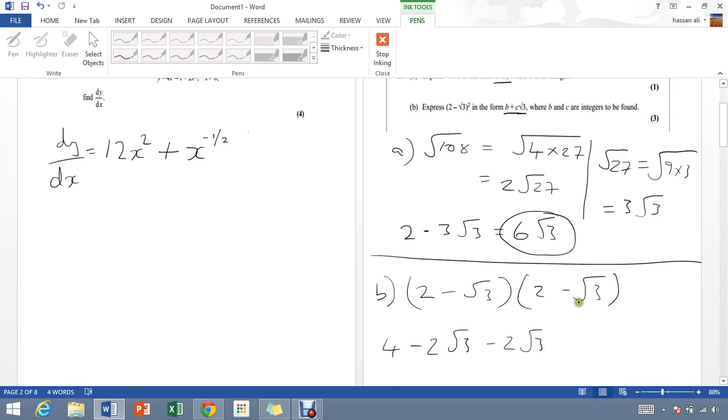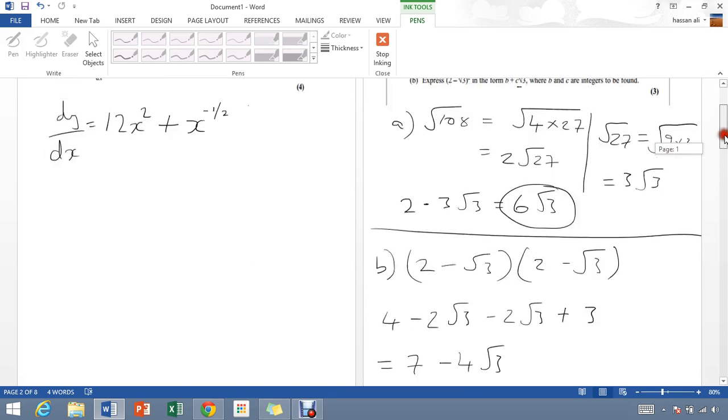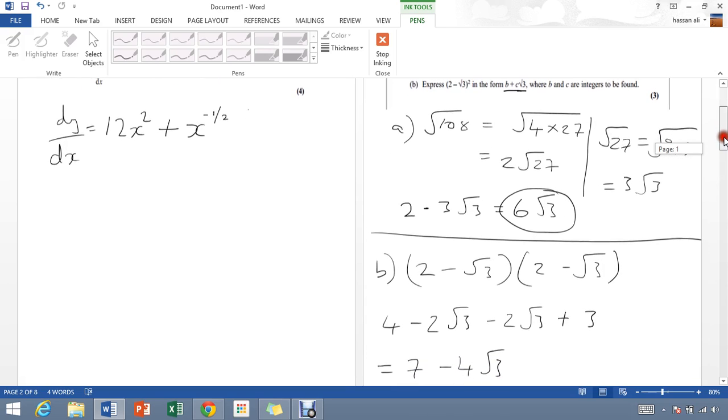Now then remember, root 3 times root 3, when you've got 2 same numbers, they'll just give you the number inside. They cancel out. So root 3 times root 3 will give you 3, and because you've got 2 negatives, make a plus. So if I was to simplify this, 4 plus 3 is 7, minus 2 root 3 minus 2 root 3 is just minus 4 root 3. Okay, and then they wanted it in this format here, so b plus c root 3. So therefore giving you your b is equal to 7 and c is equal to minus 4.